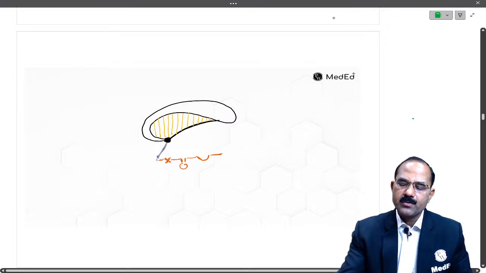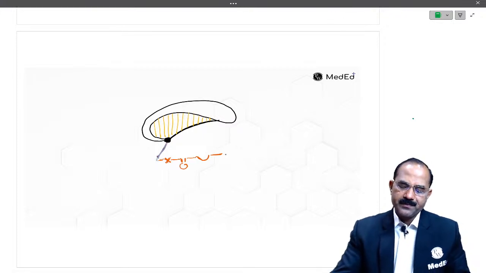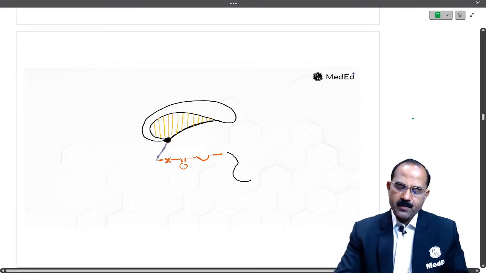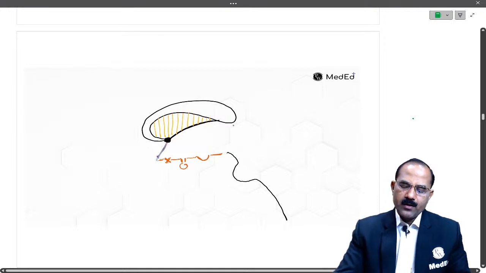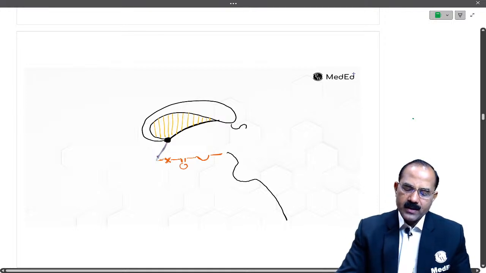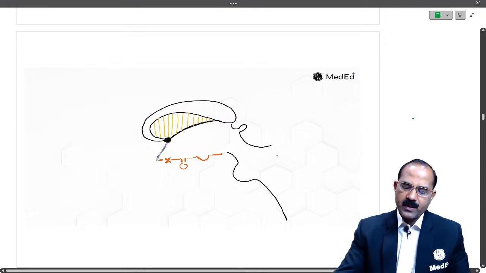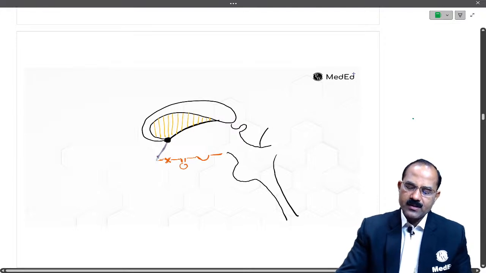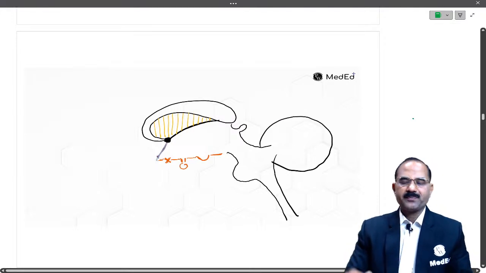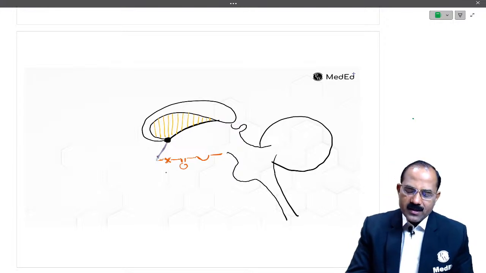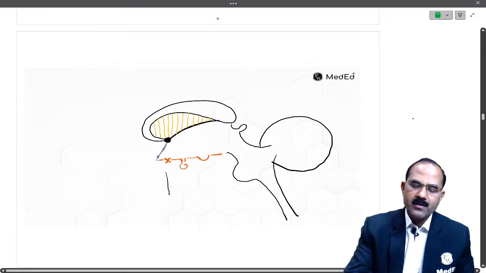What is this going to be? One moment. This is the midbrain. That's the pons. That's the medulla. We come behind. What is this gland? That's the pineal gland. And as we come down, what's this going to be? Cerebellum. That's the cerebellum.